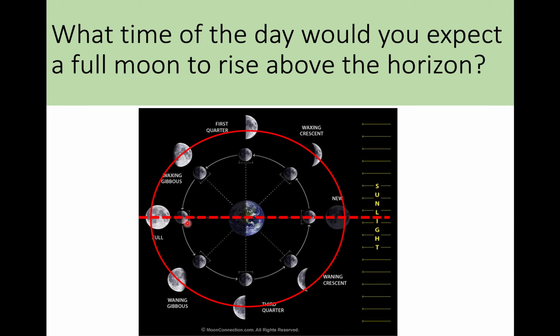We have the full moon, and then the earth, and then the sun. The sun and the moon are in alignment on either side of the earth. So they're in opposite positions, 180 degrees from each other on that celestial sphere. So when the full moon is rising, the sun is setting. So at sunset, you would want to look in the eastern horizon to see the moon rising.